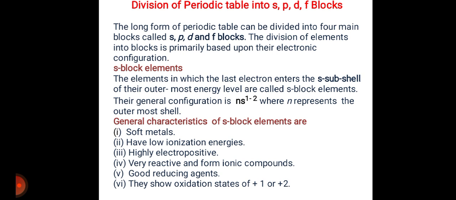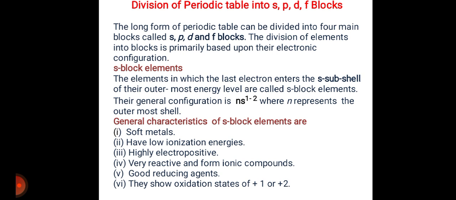The long form of the periodic table can be divided into four main blocks, that is s, p, d and f block elements. The division of elements into blocks is primarily based upon electronic configurations. So what is an s block element? The elements in which the last electron enters the s subshell of the outermost energy level are called s block elements. The general electron configuration of the s block elements is ns1 to 2, where n represents the outermost shell.